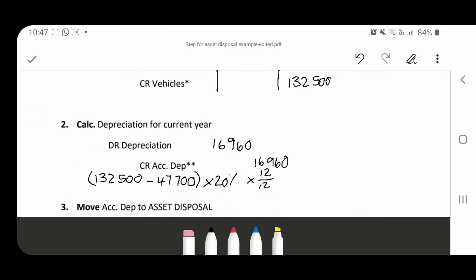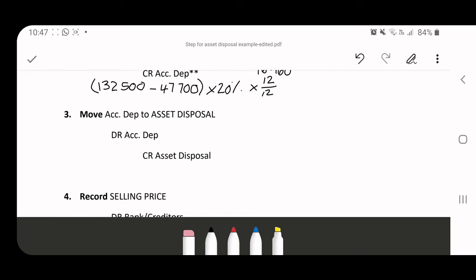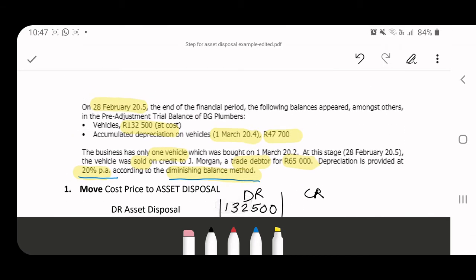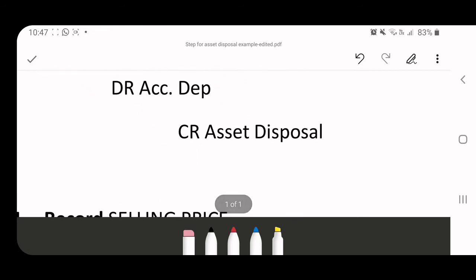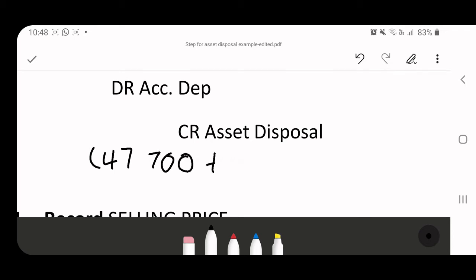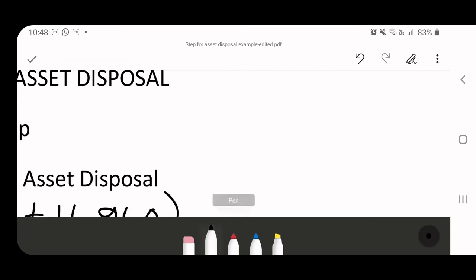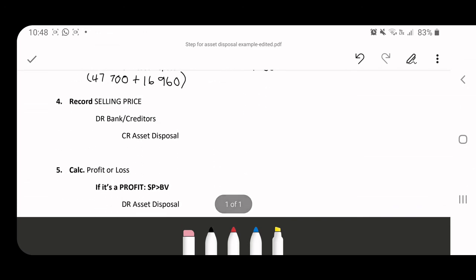Step number three tells us to move accumulated depreciation to asset disposal. This accumulated depreciation needs to be all the accumulated depreciation for this asset up until the day that we sold it. We have our accumulated depreciation at the beginning of the year at $47,700, and we just calculated the depreciation for the current year, so we add those two together: $47,700 plus $16,960 gives you a total accumulated depreciation of $64,660.